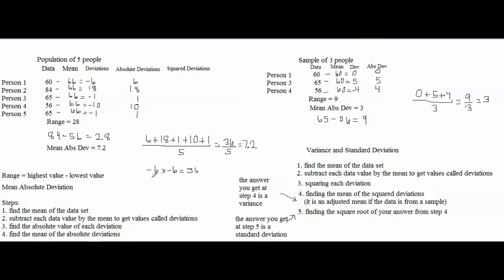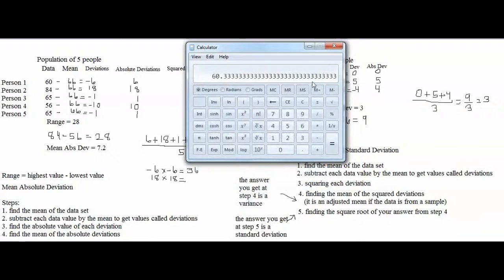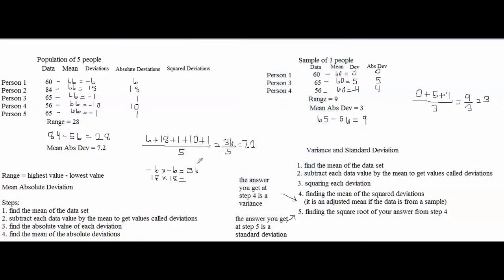Let's now do it with 18. 18 squared is 18 times 18. So just multiplying each deviation by itself. We get 324. Next we'll just multiply -1 by itself, which will be -1 times -1. -1 times -1 is just 1. The negatives cancel out.